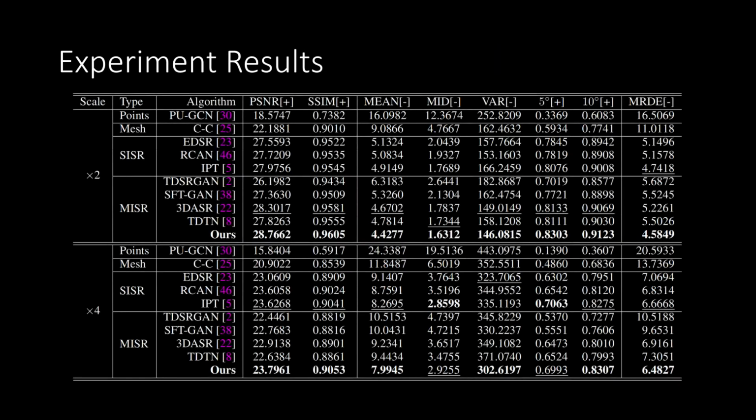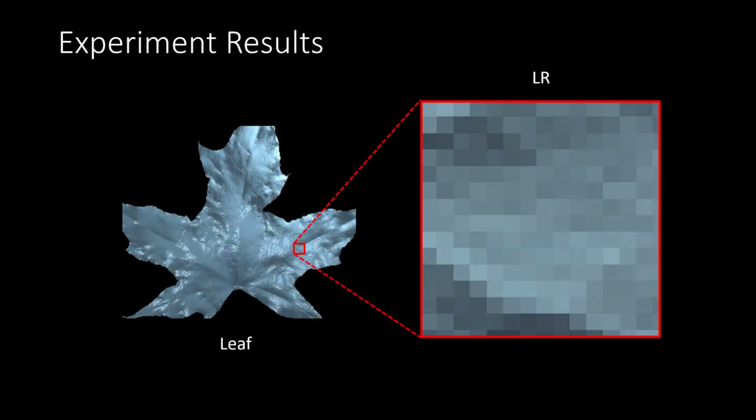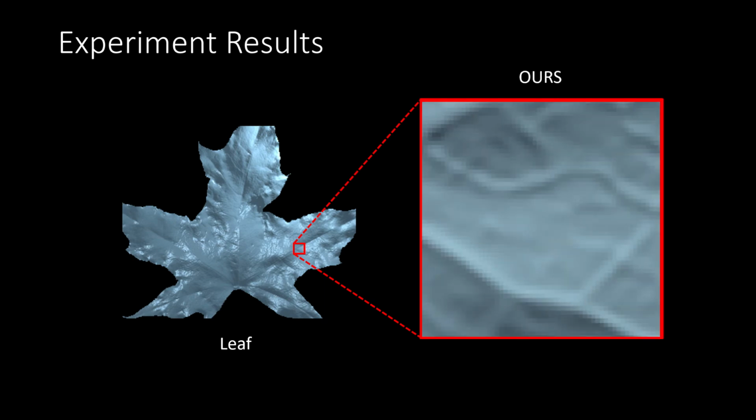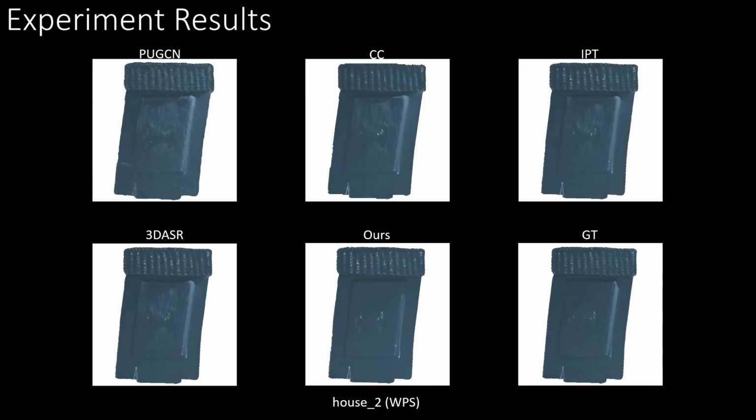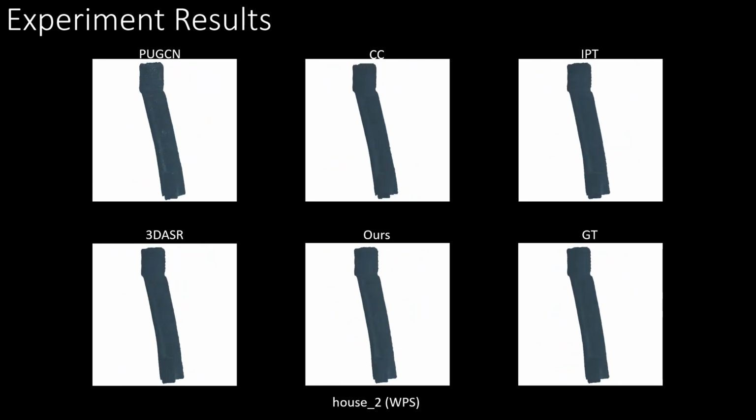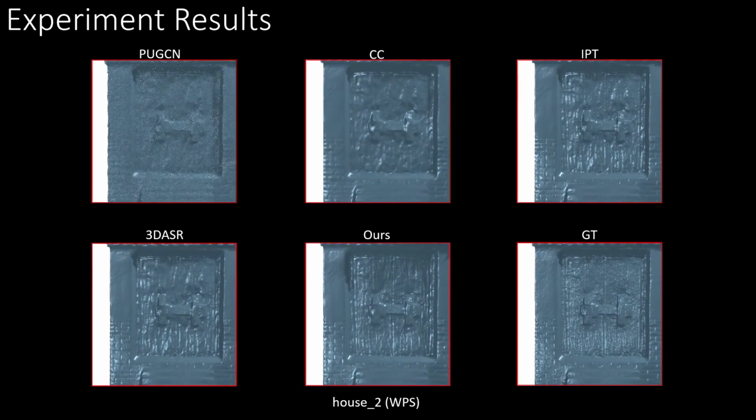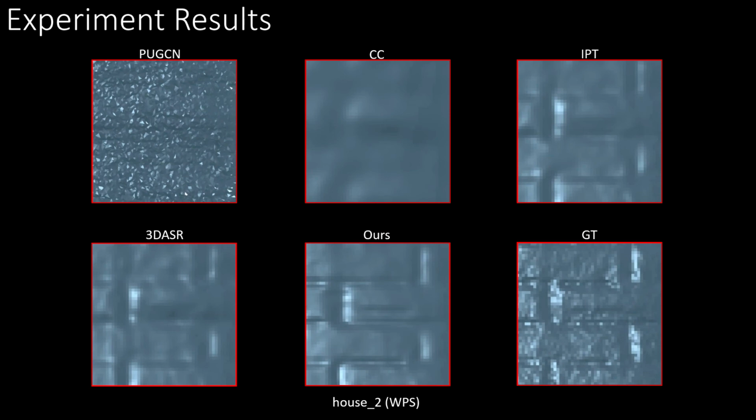Here are quantitative comparisons with 9 representative methods. And here are some visual comparisons in models from our WPS dataset. Here are more visual results. As you can see from these results, our method generated the sharpest edges and restores the best details.